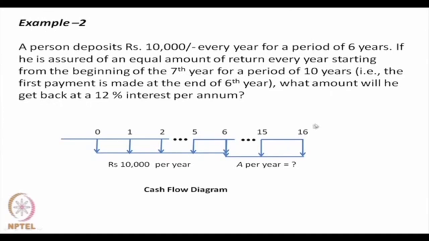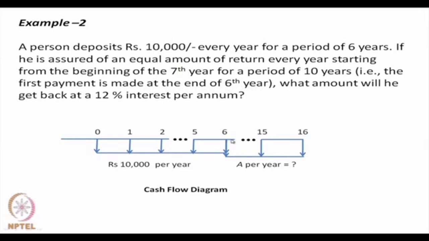Take another example. This is a case of a person who deposits rupees 10,000 every year, and this is assumed to take place at the end of the year. For 6 years he continues to pay 10,000 rupees, and starting from the beginning of the 7th year, he gets an equal amount of return for a period of 10 years. That is, the first payment is made at the end of the 6th year.